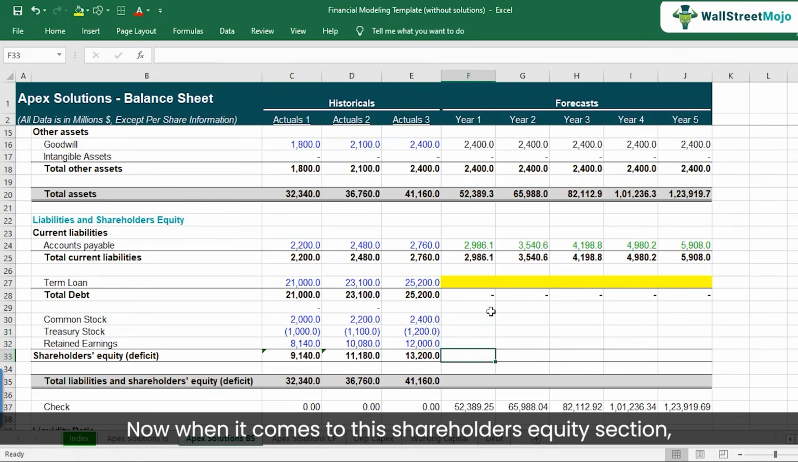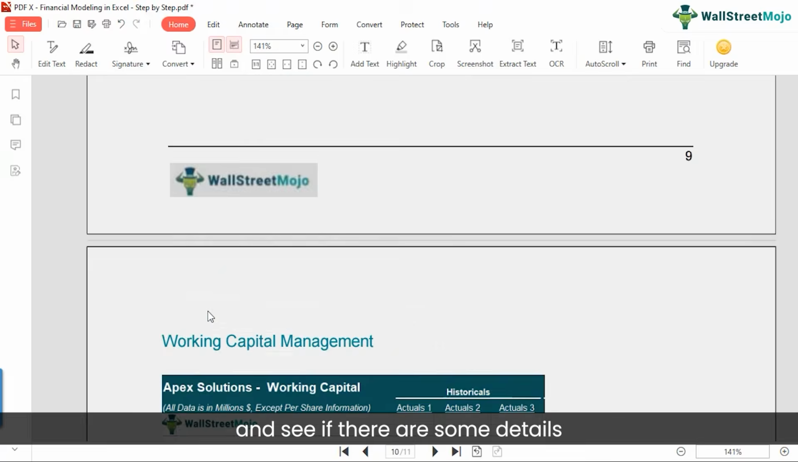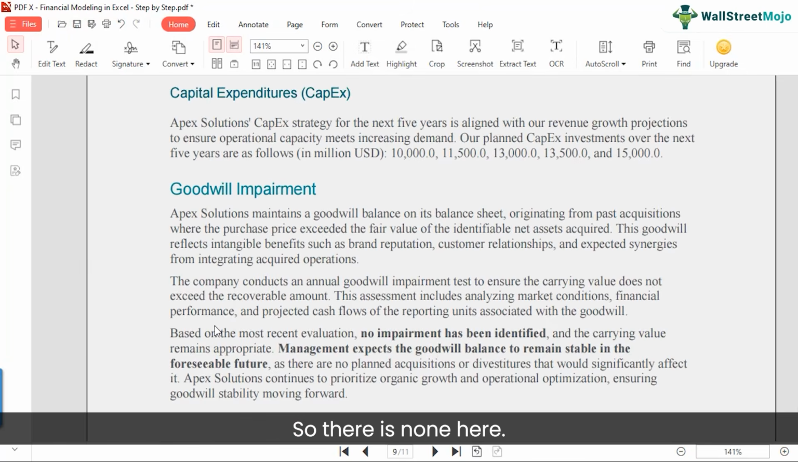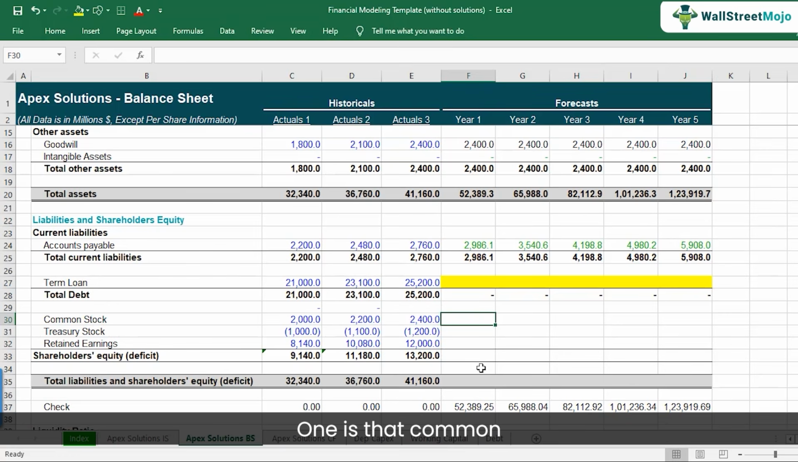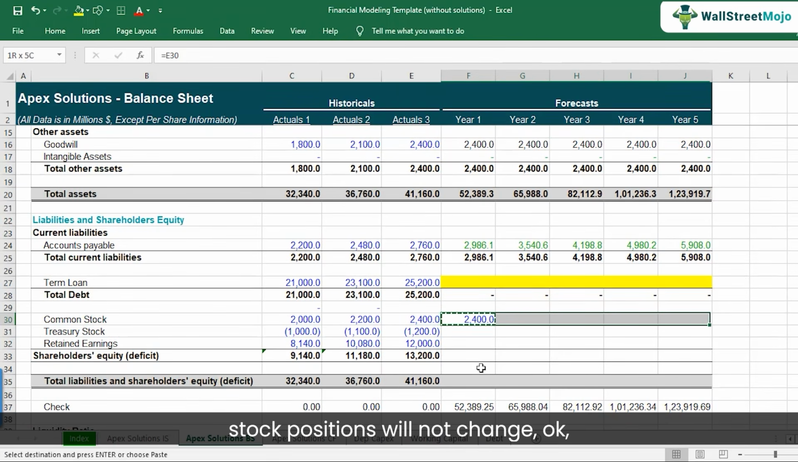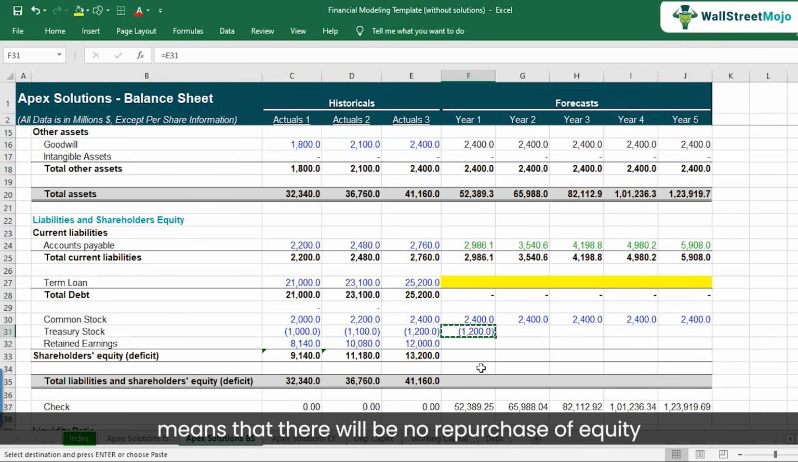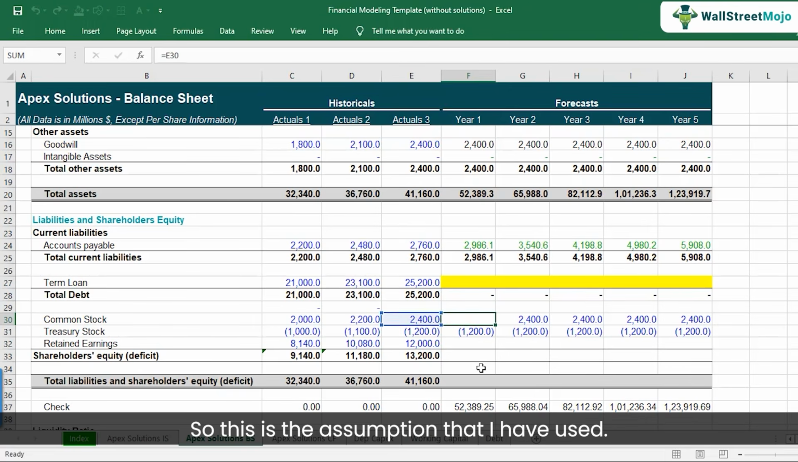Now, when it comes to this shareholders' equity section, we are going to assume certain things. But let's go back first to the case study and see if there are some details available with respect to shareholders' equity. So, there is none here. So, what I'm going to do is, I'm going to assume two things. One is that common stock positions will not change, okay, and there will be no treasury stocks, means that there will be no repurchase of equity, like repurchase of shares or buyback of shares, which typically management does each of the years when they feel that the stock is kind of undervalued. So this is the assumption that I have used.